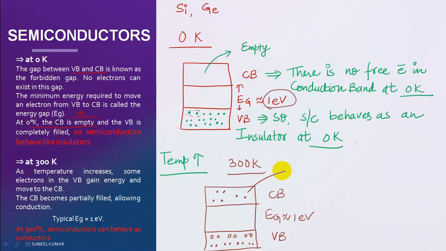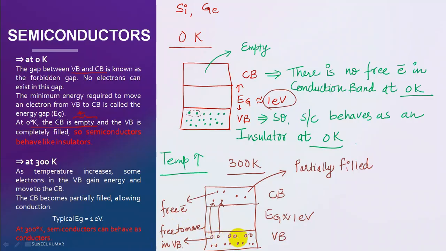So now the conduction band is partially filled, not completely filled. So now it can have some current because of these free electrons. These all are free electrons. Similarly, these holes are free to move in the valence band. These circles are holes, and these are free electrons.